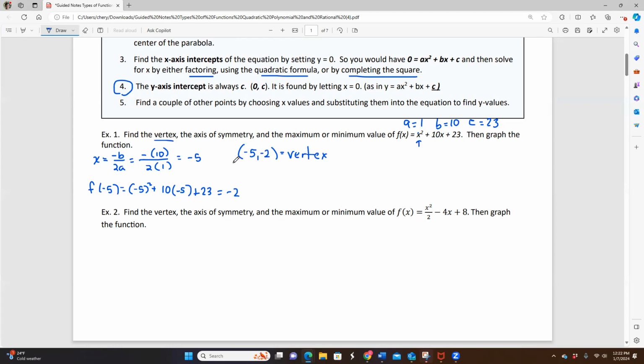Now let's find the axis of symmetry. The axis of symmetry is always the line x equals the x number here, so x equals negative 5. That is our axis of symmetry. We don't just write negative 5 because it's not a number, it's a line. So here's the axis of symmetry.